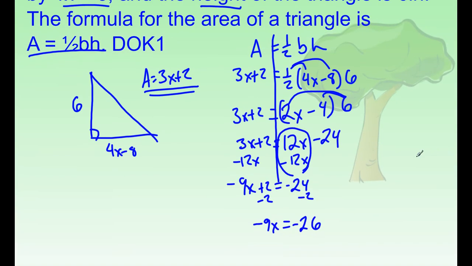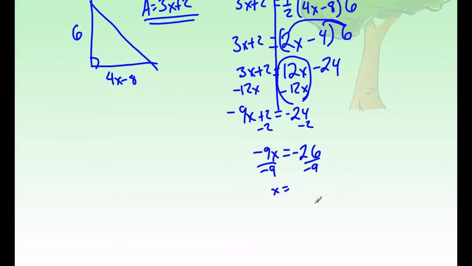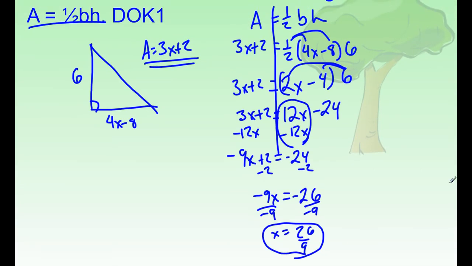Did I do everything right? I'm just double checking my math. Half of 4 is 2. Half of 8 is 4. 6 times 2 is 12. 6 times 4 is 24. That looks okay so far. Divide both sides by negative 9, and I get x equals this kind of ugly fraction. So our answer is 26 over 9. I should say that's the value of x. It's kind of ugly, and that's why I went back and checked my work for possible mistakes, and there were none.